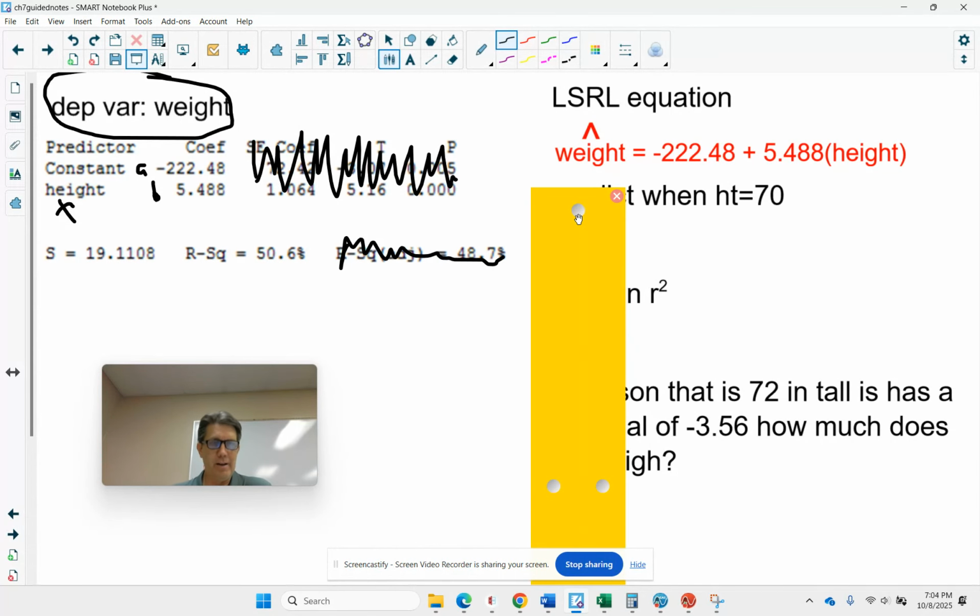So I put weight with the little hat on it, okay? And that's as simple as writing the equation. That should be something that if you see one of these problems, it's so easy, it's so simple to write. Okay, now it says predict the height, predict when the height is 70.